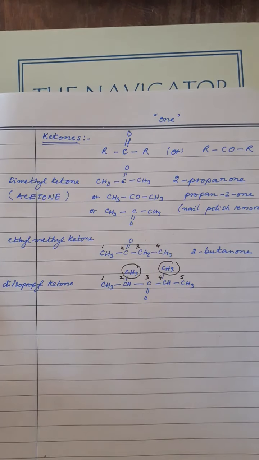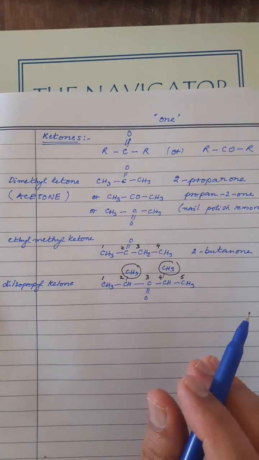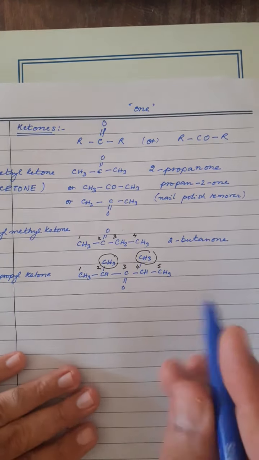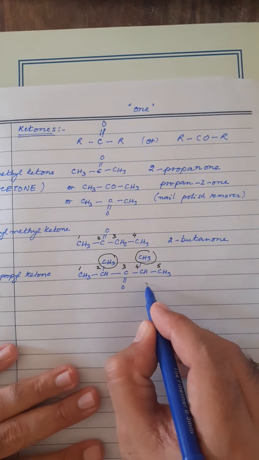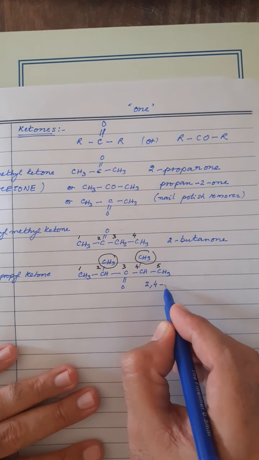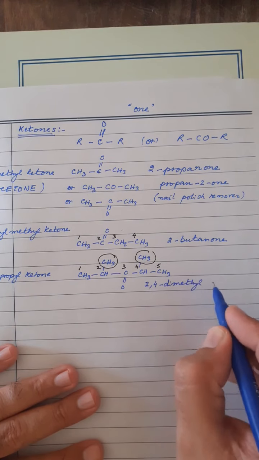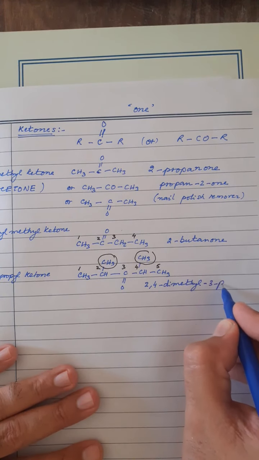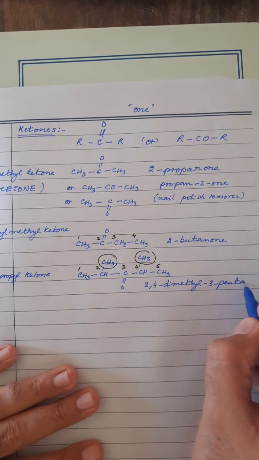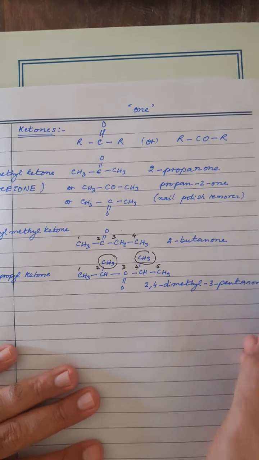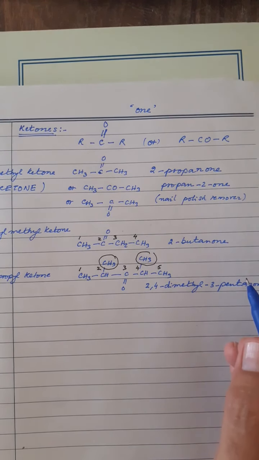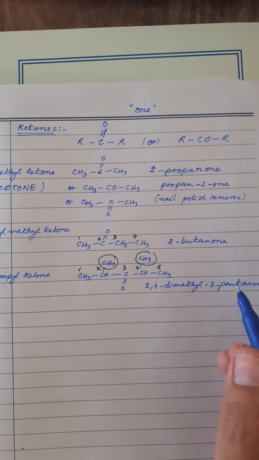So first you indicate the position and the name of these alkyl groups, right? Help me. Yep. 2, 4 dimethyl, right? 3 pentanone, right? Super easy, even easier than ethers is ketones, right?